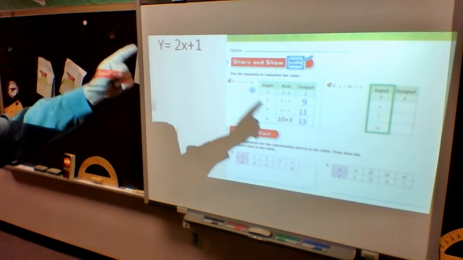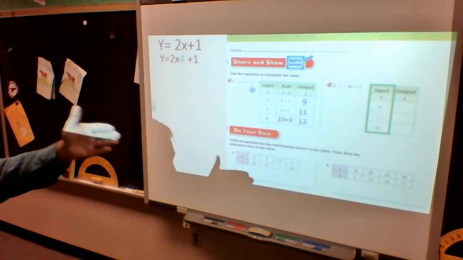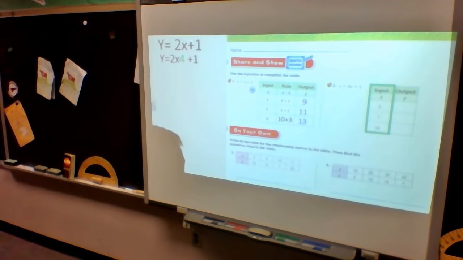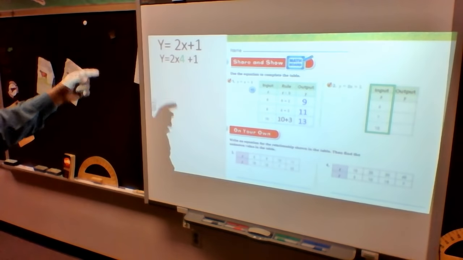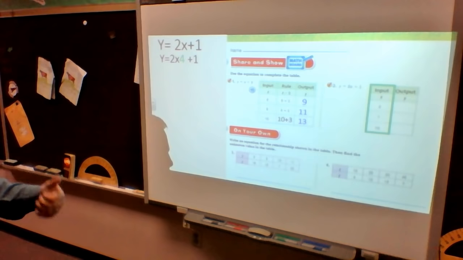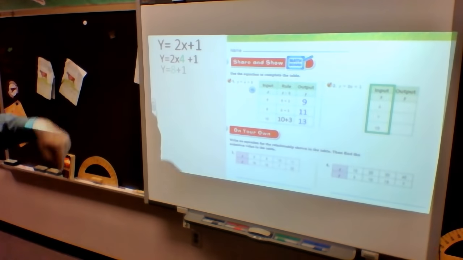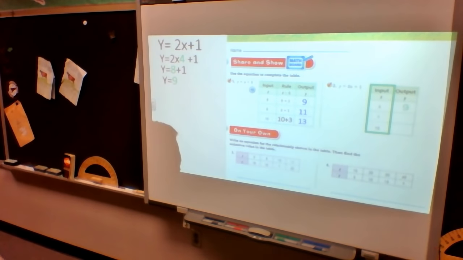So I'm going to take my 4 and we'll plug it in. 2 times 4 plus 1. Order of operations on your papers, I usually write it. If you've missed it, order of operations: 2 times 4 has to be done first. Multiplication and division from left to right before I do my addition and subtraction from left to right. 2 times 4 is 8. 8 plus 1 gives me 9. I know my y is equal to 9.